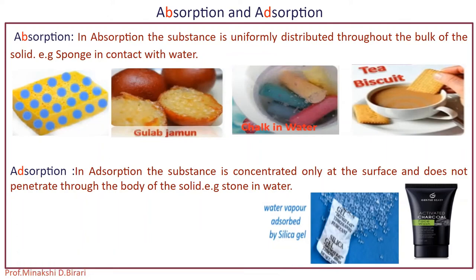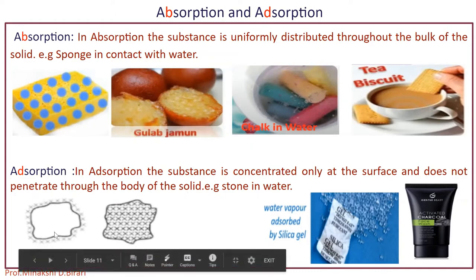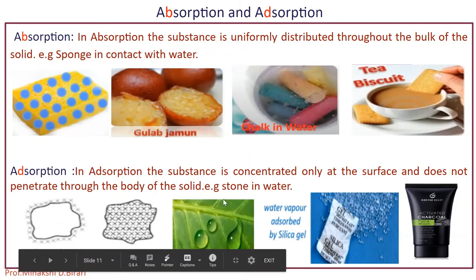So from these examples we get what is absorption and what is adsorption. In adsorption, the substance is concentrated only at the surface and does not penetrate through the body of the solid. Whereas in absorption, the substance is uniformly distributed throughout the bulk of the solid. So we should remember this one is for adsorption and this one is for absorption. Again, this example is related to adsorption, where the water droplets are adsorbed on the leaves.